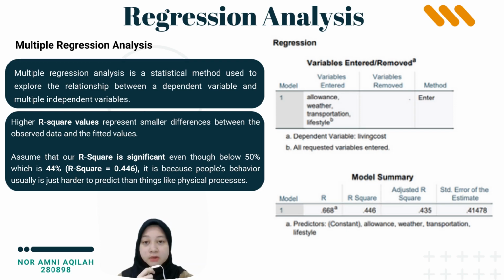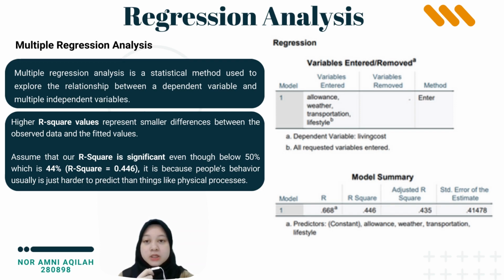So next, proceed with our second method in data analysis, which is multiple regression. Multiple regression analysis is a statistical method used to explore the relationship between dependent variables and multiple independent variables. It allows us to understand how changes in the independent variables are associated with changes in dependent variables. The purpose of our analysis is to conduct a multiple regression analysis to examine the factors affecting student cost of living in UUM.